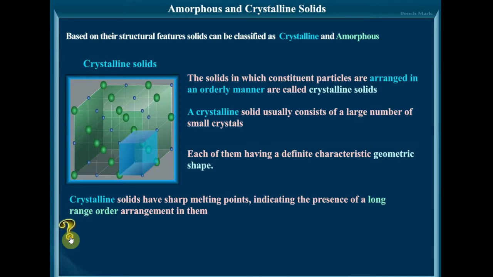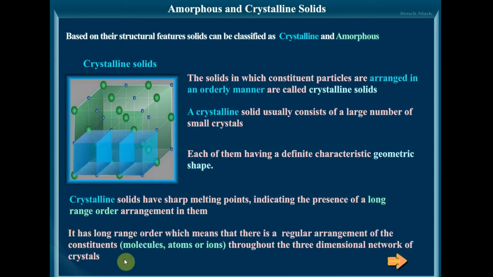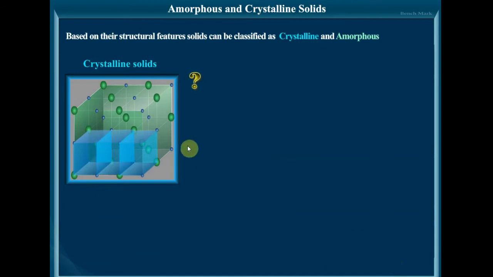At the melting point, it liquefies suddenly, and on cooling, the regular geometrical shapes appear again as the solid is formed. So, as you can see in the diagram here, the solids formed have planar surfaces and there are characteristic angles between the corresponding faces. It has long range order, which means that there is a regular arrangement of constituents. The constituents can be molecules, atoms or ions throughout the three-dimensional network of crystals.